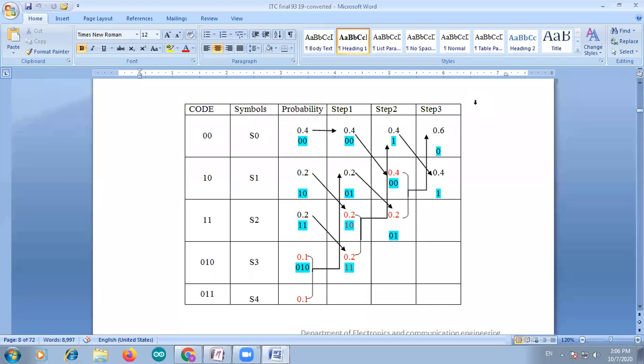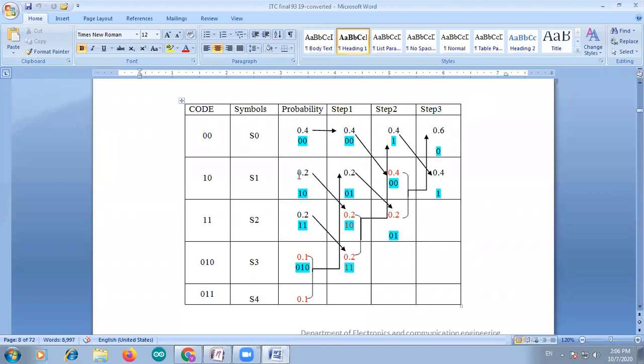So in the previous class, you saw the Huffman code. The Huffman code is one of the source codes. In order to generate a code word for a symbol, you have to follow a procedure. That procedure is merging and splitting. The merging and splitting depends on the probability of the events that occur.